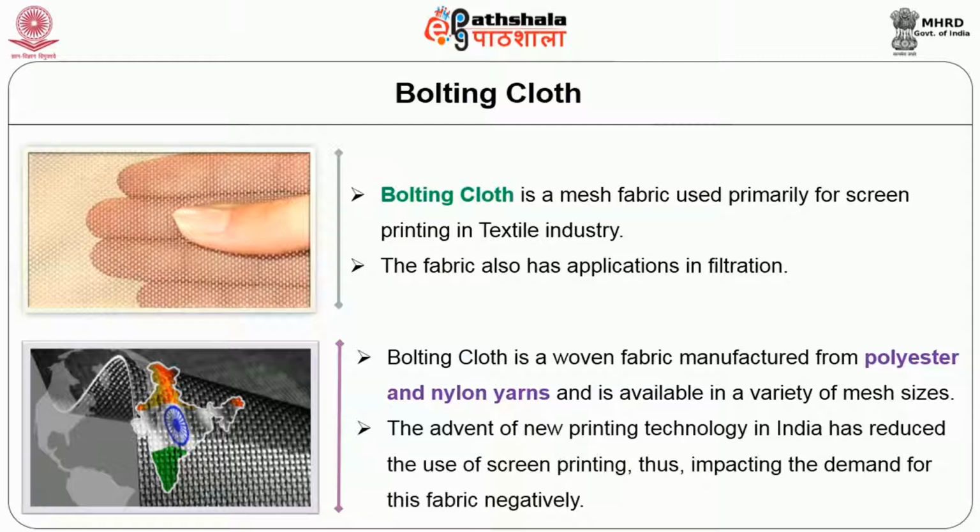sizes. The advent of new printing technology in India has reduced the use of screen printing, thus impacting the demand for this fabric negatively. The manufacturers of blotting cloth are Bombay Blotting Center, Bombay, Surat Blotting, Surat and Kanan Blotting, Surat. Majority of blotting cloth is imported from China and Germany. The exports of blotting cloth from India are negligible. Polyester and nylon monofilament yarns are used as raw materials.